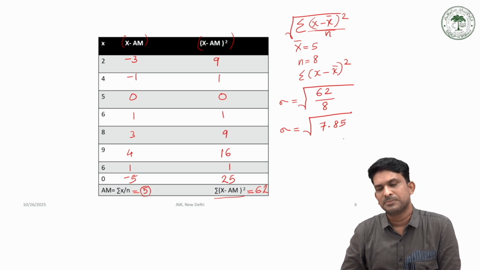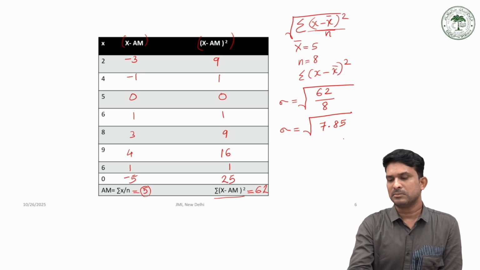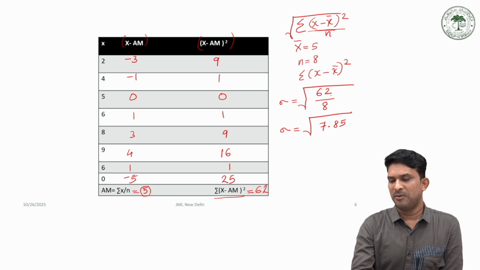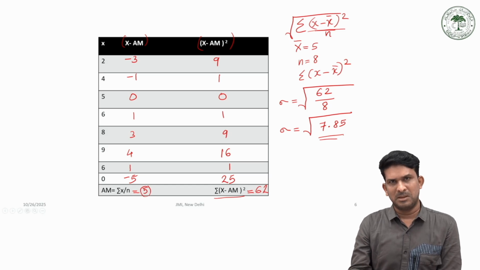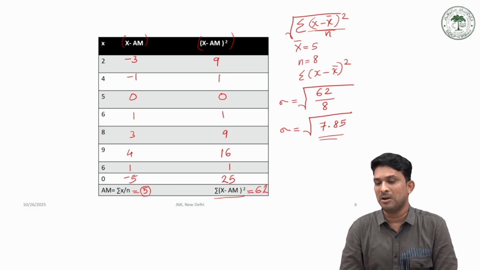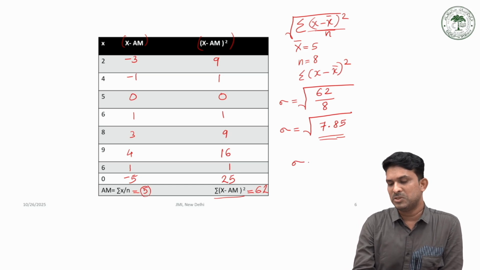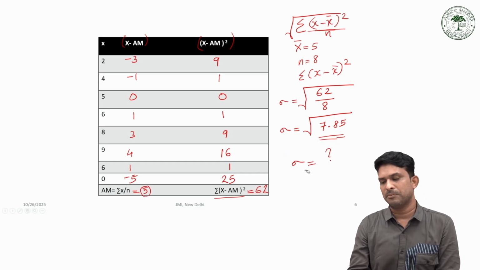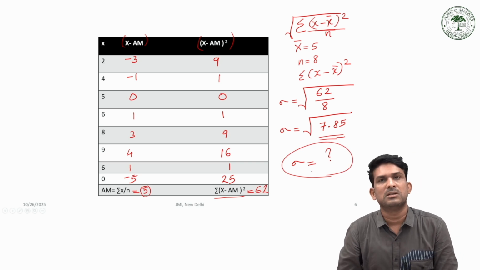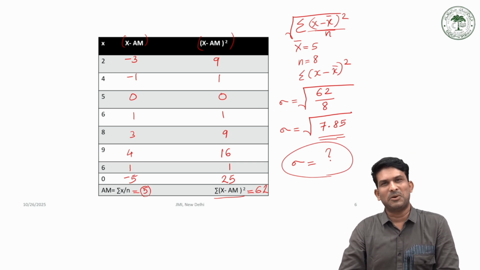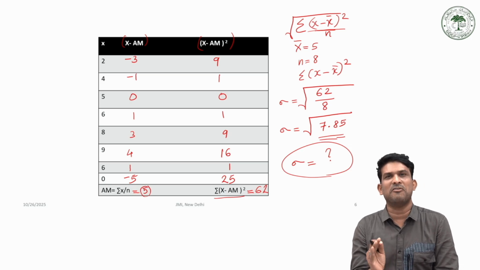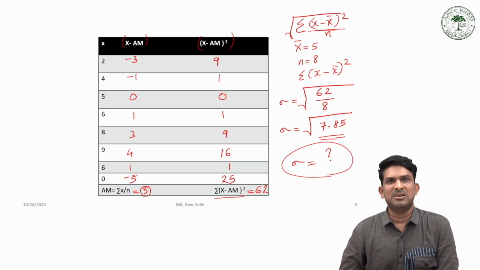So what we have done here, we have taken sigma of x minus x bar the whole square, 62, divided by 8. I got the value 7.85. Am I correct? Yes, correct me if I am wrong. Now it is your turn to write the original value. Just go for the square root and find out what value you got. You can add it to the discussion forum whether you got the specific answer or not. Got it? This is the simple way of calculating standard deviation for ungrouped data.